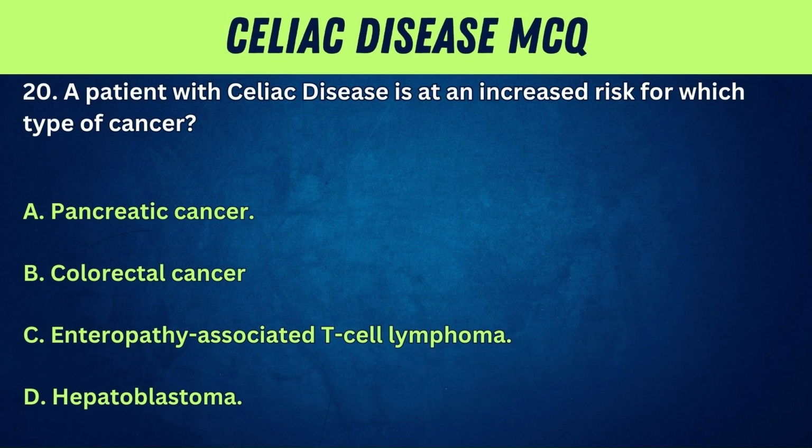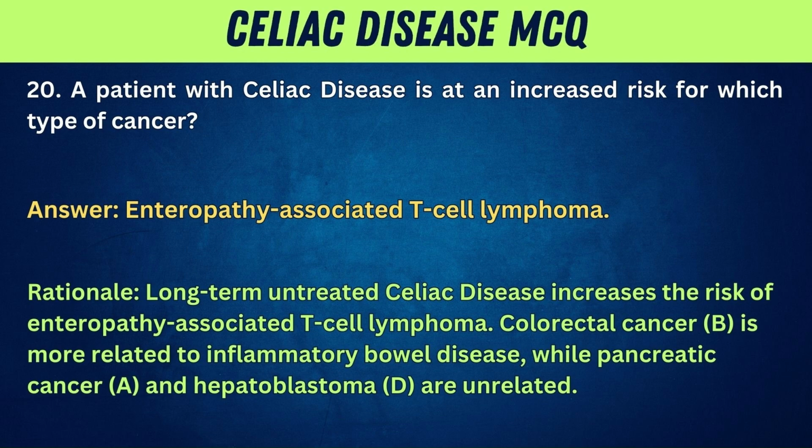20. A patient with celiac disease is at an increased risk for which type of cancer? A. Pancreatic cancer. B. Colorectal cancer. C. Enteropathy-associated T-cell lymphoma. D. Hepatoblastoma. Answer: enteropathy-associated T-cell lymphoma. Rationale: long-term untreated celiac disease increases the risk of enteropathy-associated T-cell lymphoma. Colorectal cancer, B, is more related to inflammatory bowel disease, while pancreatic cancer, A, and hepatoblastoma, D, are unrelated.